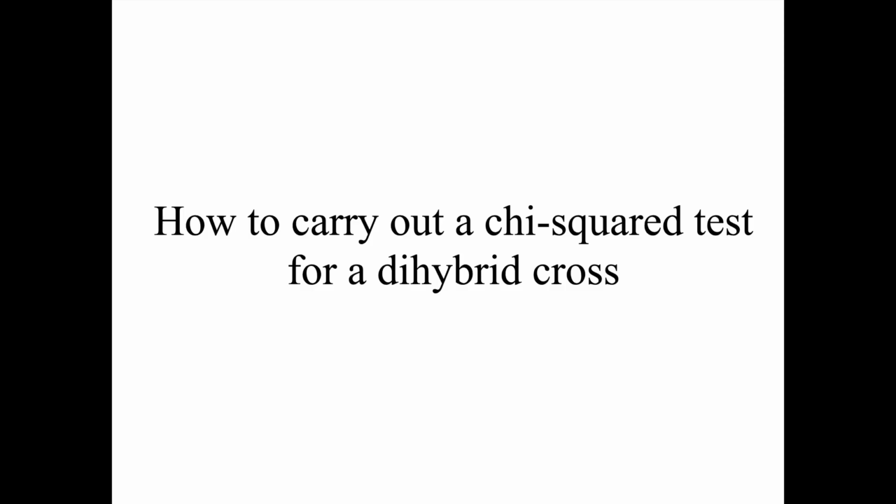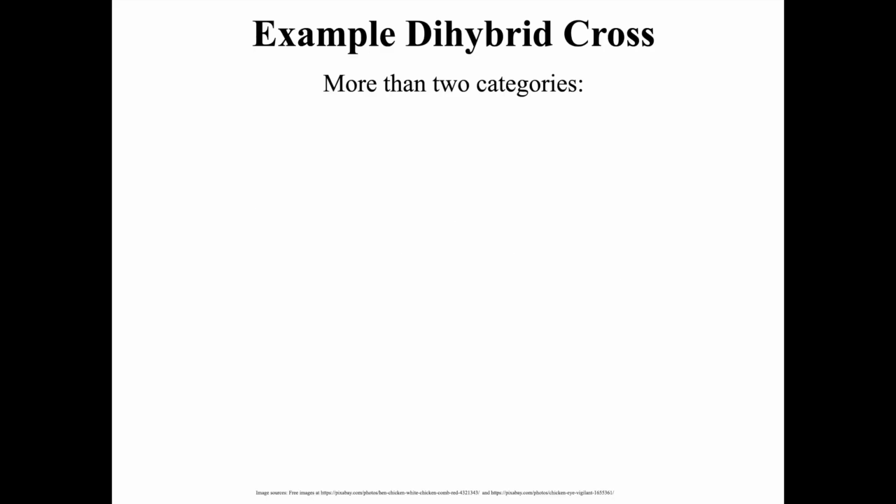So now that we've carried out a chi-squared test for a monohybrid cross, now we need to step it up and do it as a dihybrid cross, which is a skill you're expected to attain. So here's an example. It's a dihybrid cross, therefore it has more than two categories or traits.